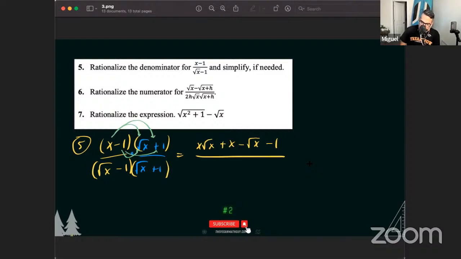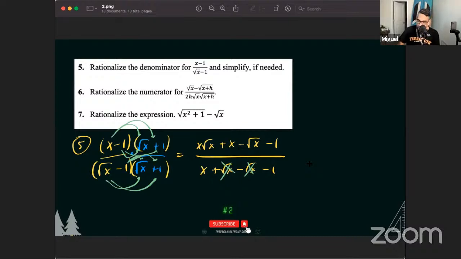And on the bottom, again, I'm going to FOIL. So that's going to give me x plus root x minus root x minus 1. Look at the bottom. Those root x's cancel out. No surprise there. The reason why we're rationalizing the denominator is so that these radicals can cancel out. Okay.